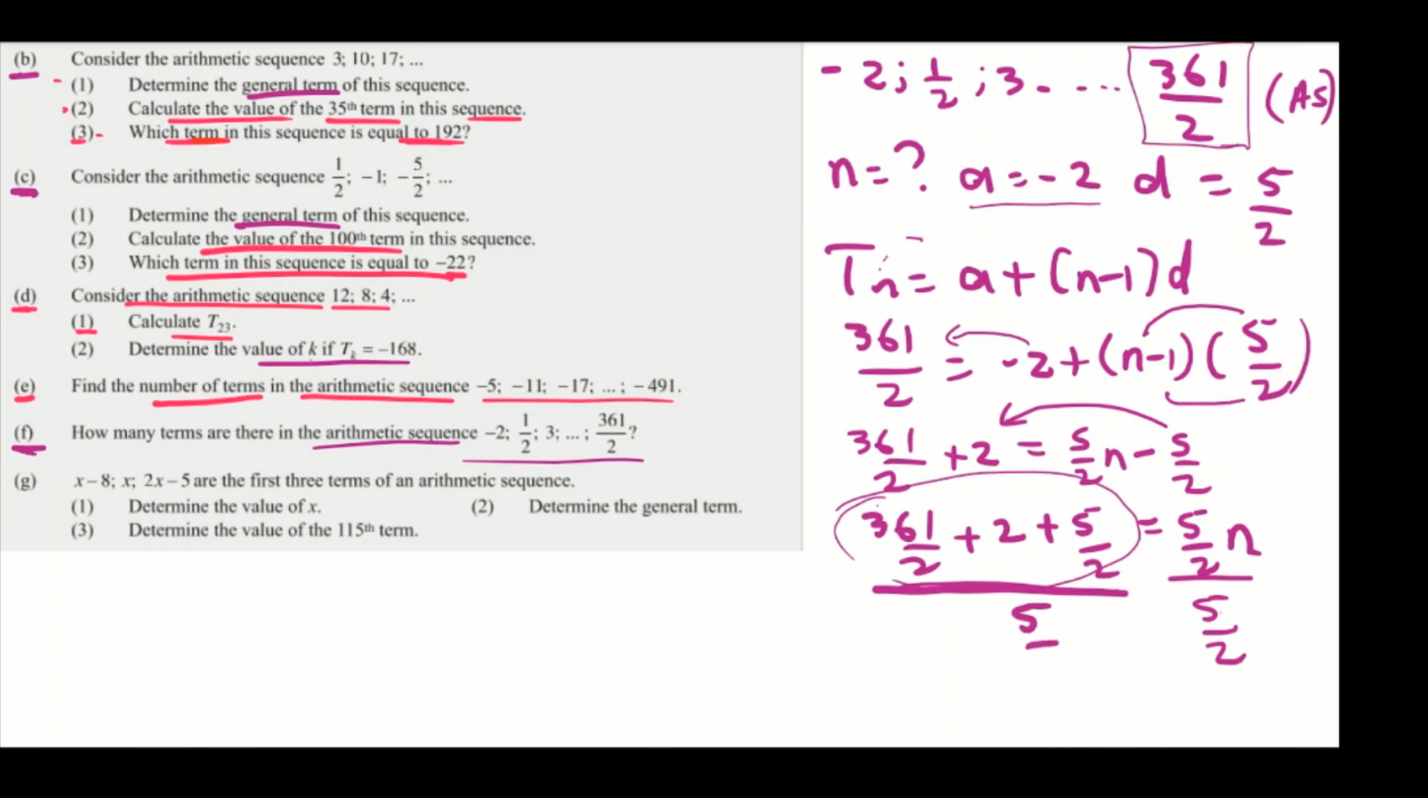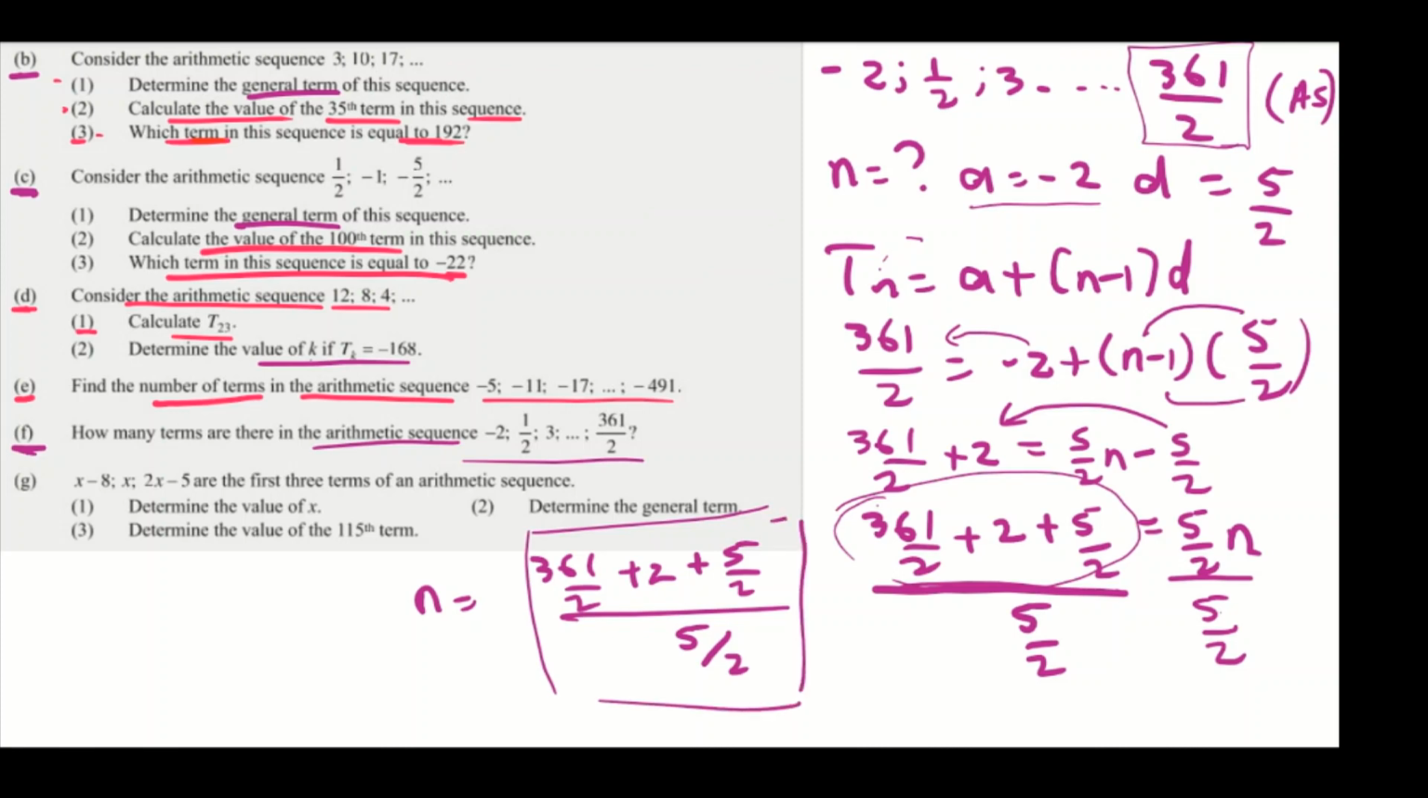So it's 5 over 2, both sides. And then my n value is equal to 3 6 1 over 2 plus 2 plus 5 over 2, over 5 over 2. So I'm going to punch this in my calculator. And I'm getting n equal to 74. So this is the final answer for this problem here. And then you are done.